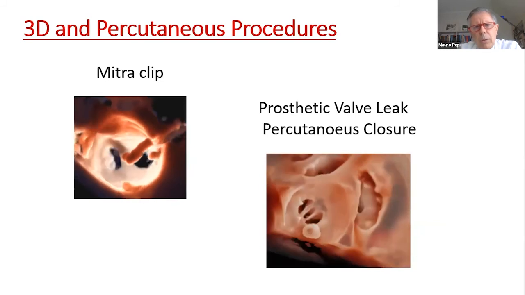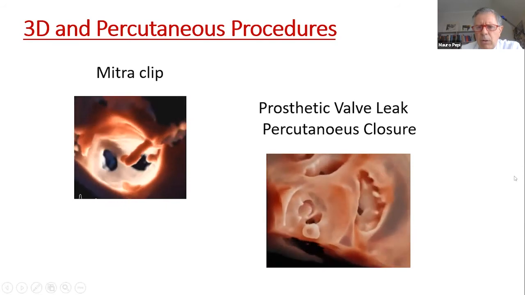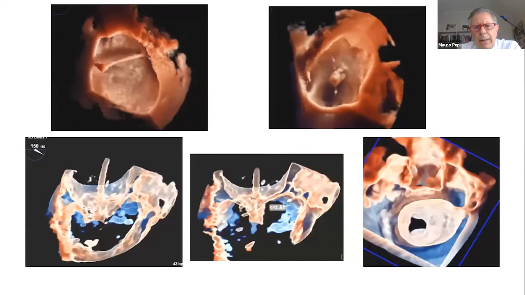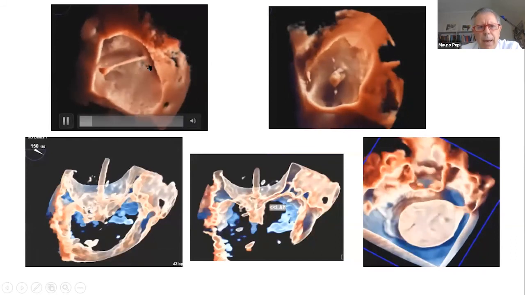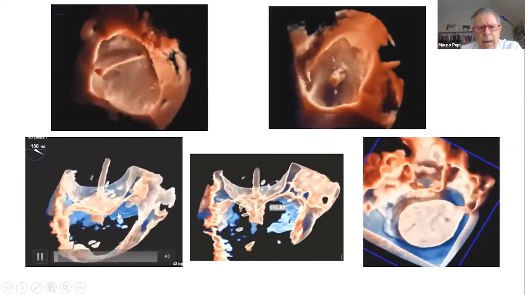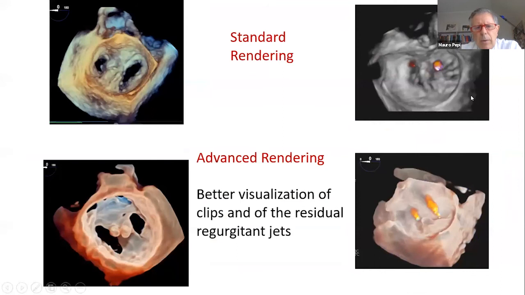I will not go into percutaneous procedures, but please note a MitraClip, and this is a percutaneous closure with the device. What is extremely important in the MitraClip is that we may have more effective images with the shadowing of the catheter, the grasping of the leaflet, and also the final results. And as concerns the residual jets, we may merge the presence of the clips as well as the very trivial regurgitant jets in this case.